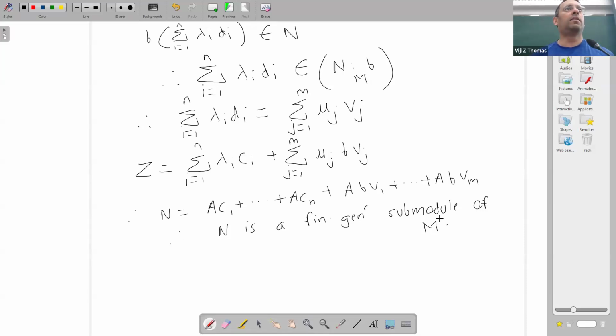But this is a contradiction, because N was not finitely generated. In fact, N was maximal among submodules of M that were not finitely generated. So this was a contradiction. Therefore, P, which was written as the annihilator of M mod N, is a prime ideal.